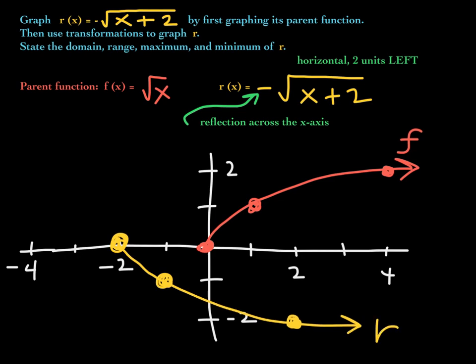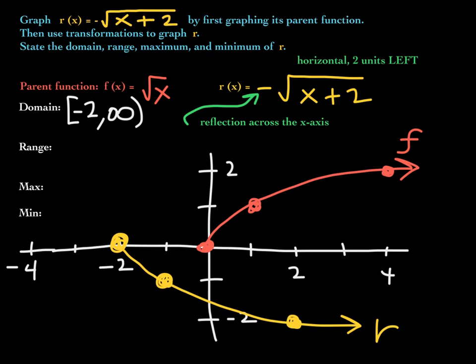Now let's get the domain, range, max and min for function r. All right, remember domain is read from left to right. So from here all the way to the right. So that means from -2 all the way to +infinity.